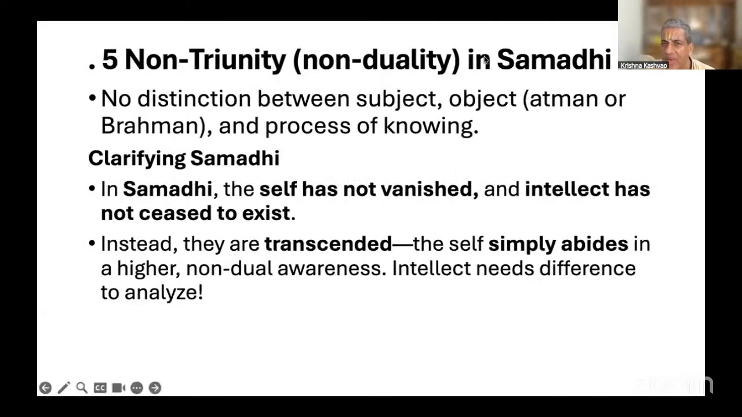Non-triunity or non-duality in Samādhi: there is no difference between the subject-object, which is usually Ātman-Brahman, and the process of knowing. To be clear, the self has not vanished. The intellect has not ceased to exist. It has only transcended our ordinary experience. The self simply abides in a higher non-dual awareness. Intellect needs difference to analyze, so intellect does not operate at that time. This we have covered.